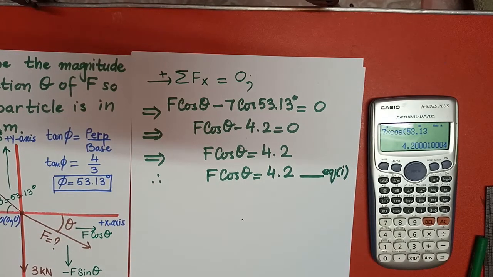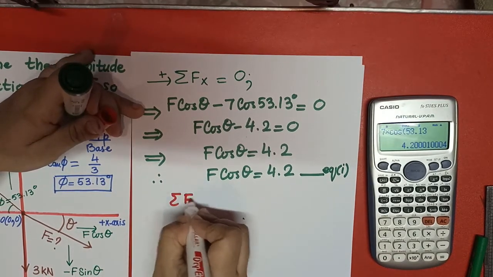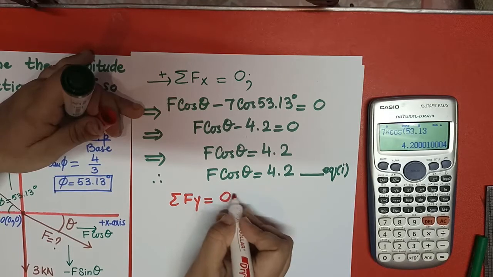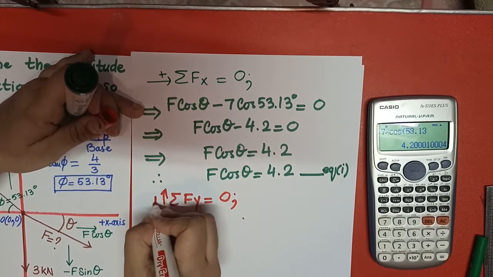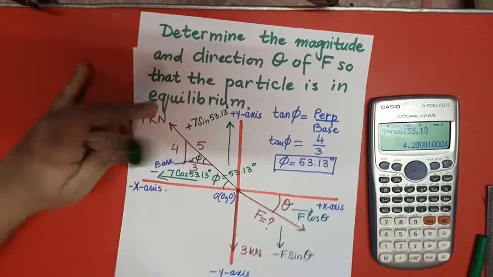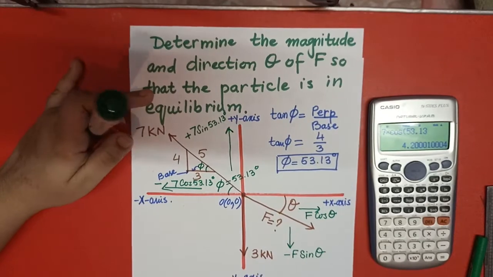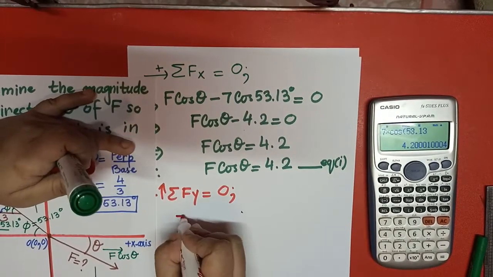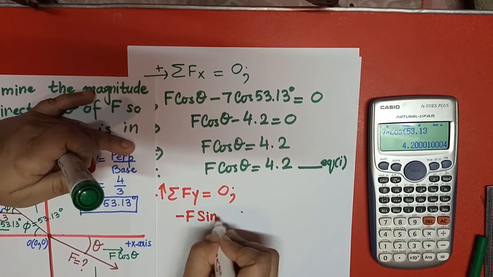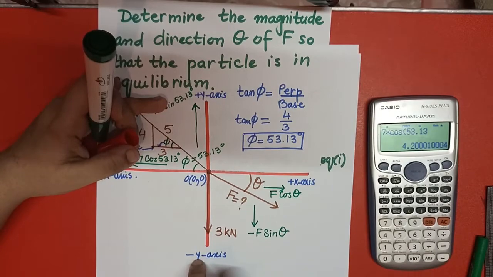Now what I have to do next is sum up all the vertical forces. So all the vertical components, summation of Fy is equal to 0, and the upward direction should be positive for the y component. So I have to take three components over here. One is minus f sine theta. The other force is this 3, which lies on the negative y axis.